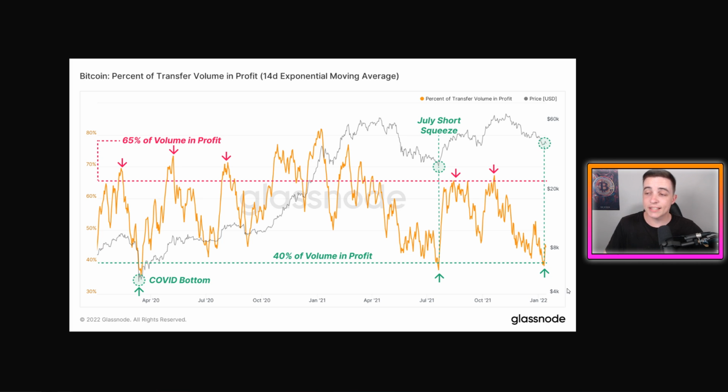And now if you're looking at the recent Bitcoin price action and the recent percent of transfer volume, we have just seen that drop below 40% volume in profit once again. So obviously what I'm about to say is not financial advice, but according to this chart right here and according to all of this previous price history, technically speaking, or I should say fundamentally speaking, Bitcoin is due for a major run to the upside within the next couple months or so.